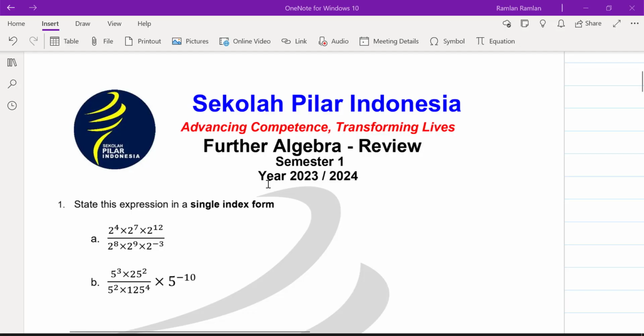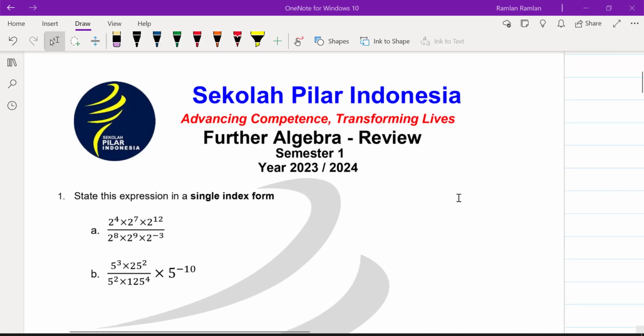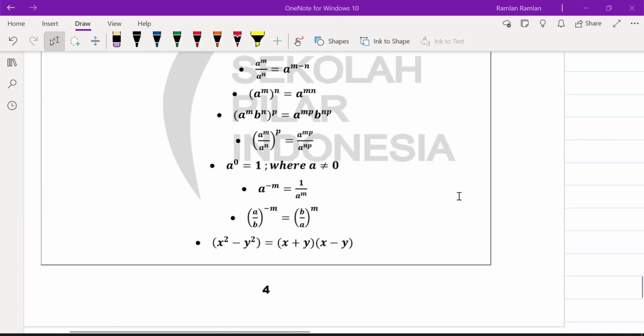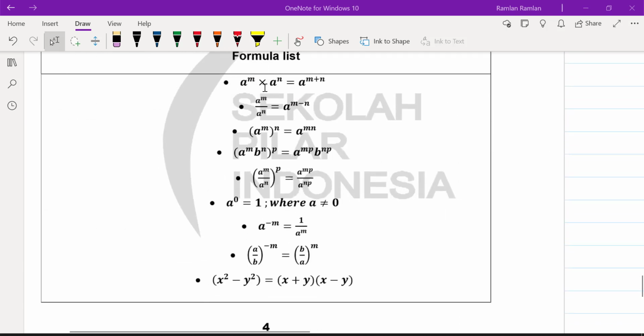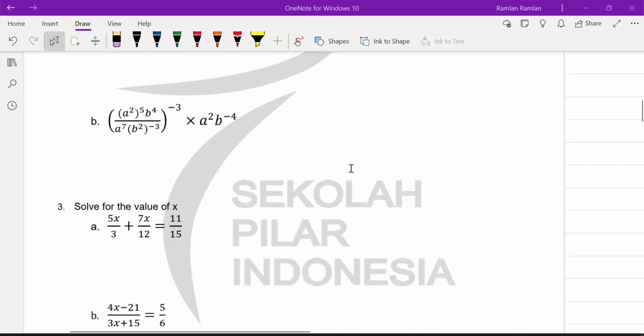Okay, so in this video, we're going to discuss the questions for the unit test review for the topic of further algebra. For this unit test, you're given formulas on the last page. The formula list is actually the laws of exponents, and we have learned it at school. I would like you to understand the very basic concept of all of these laws. So let's jump to the first question.